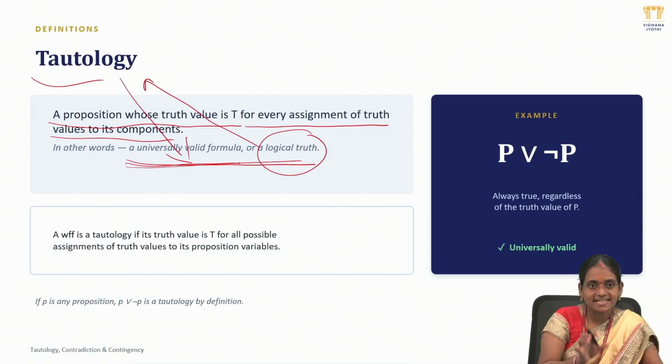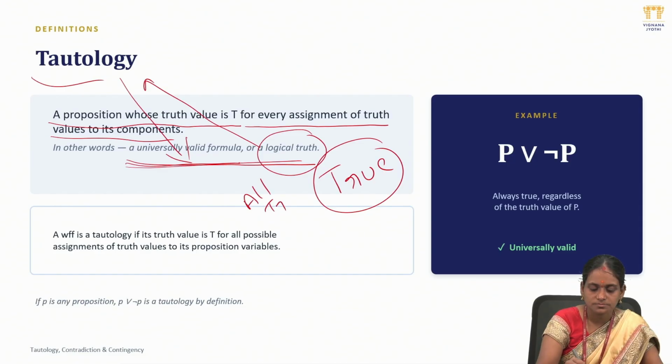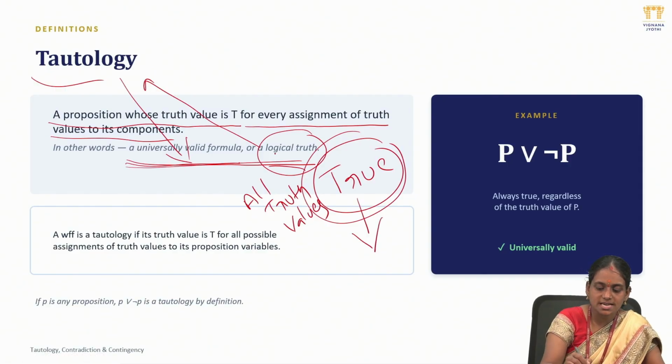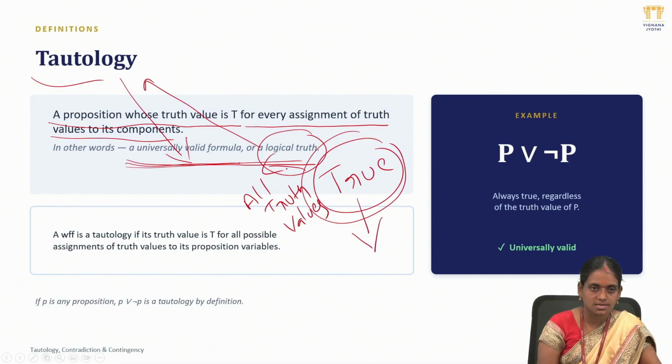In that final resultant column, all truth values must be true. Even if you get any single one as false, it is not a tautology. For each and every row in the final resultant column, if all possible truth values are true, then we say that the given formula is a tautology.